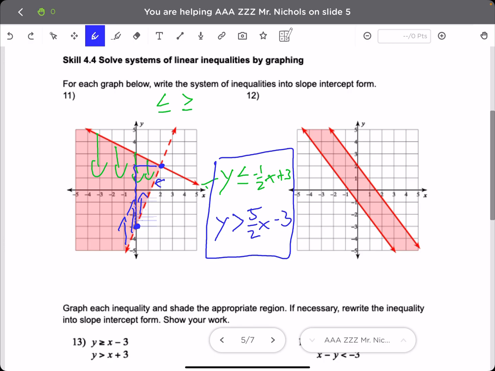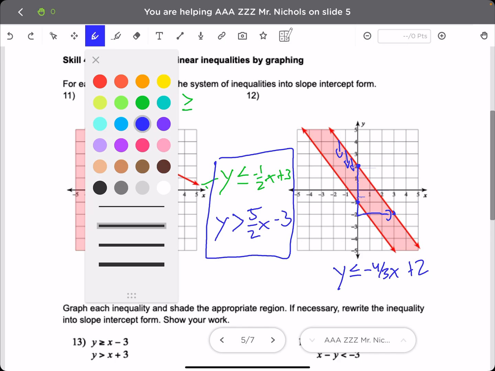For problem 12, we have parallel lines. One is at plus 2, the other is at minus 1, and both, let's see, both go down 1, 2, 3, 4, right 1, 2, 3, right? So I will have y is less than or equal to, because I'm doing the top line, because it's a solid line, so it's less than or equal to, and I'm shading below. And this would be minus 4 over 3x plus 2.